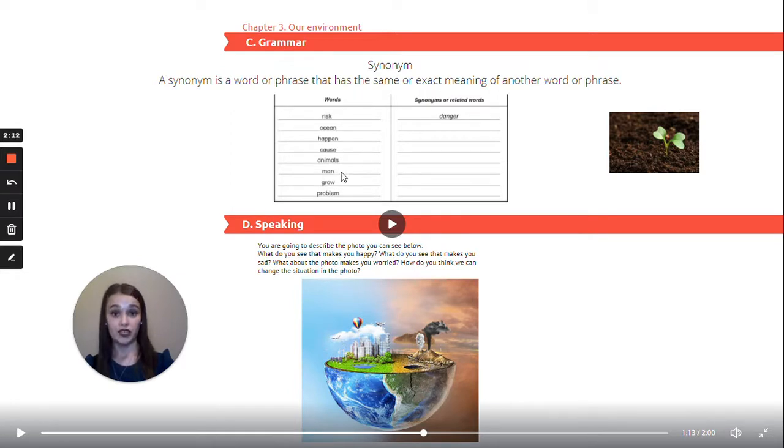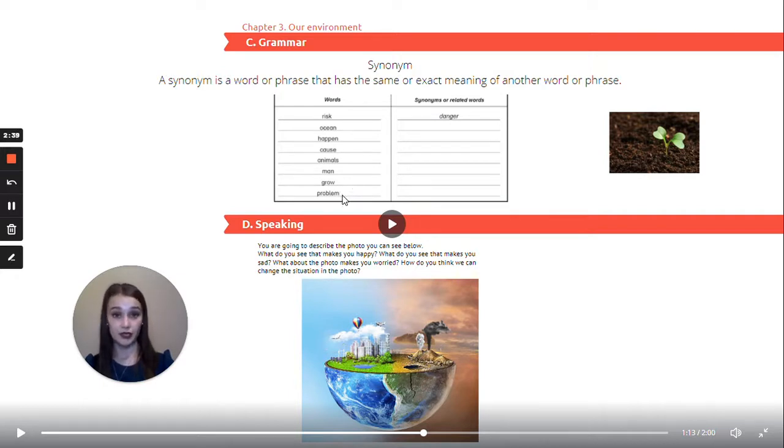Do you know a synonym for the word man? We can use the word male. We can say, there is a male walking down the road. There is a man walking down the road. Same sentence meaning. Do you know of a synonym for the word grow? We can use the word enlarge.